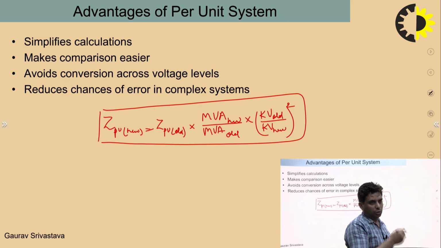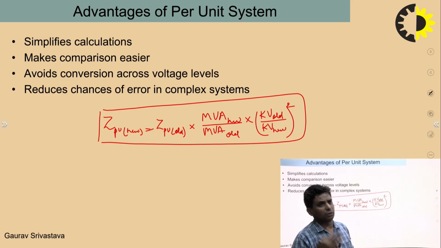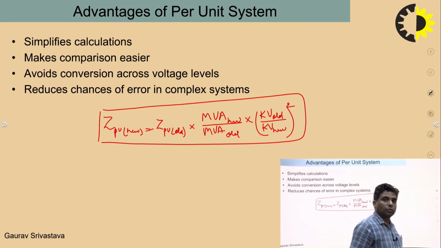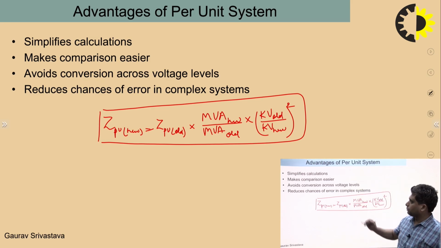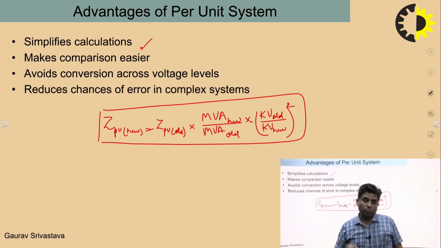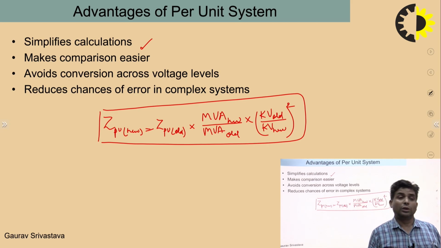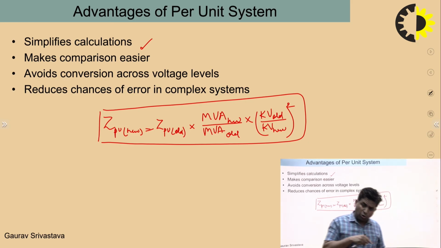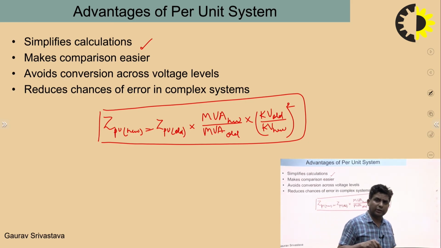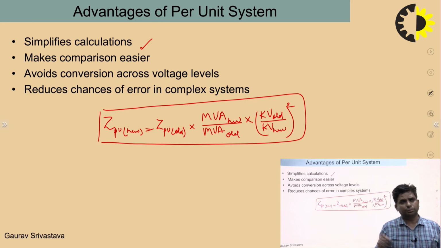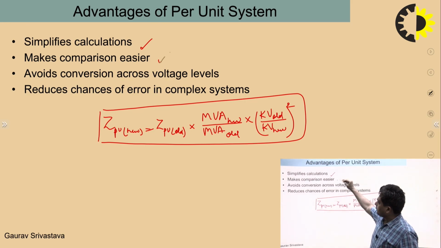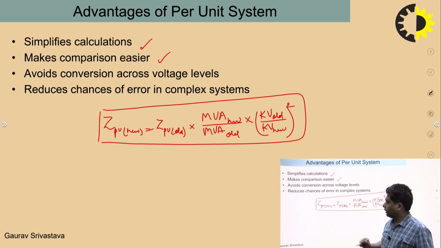So we have discussed the formulas, and the numericals in which we can utilize this type of formulas. We have also discussed the main advantages of the per unit system. It simplifies calculation because of the many voltage level changes at certain ratios and the different power ratings of the electrical components used here. All the quantities can be put on the same level using the per unit system. Comparison becomes easier, it avoids conversion across voltage levels, and it reduces chances of error.